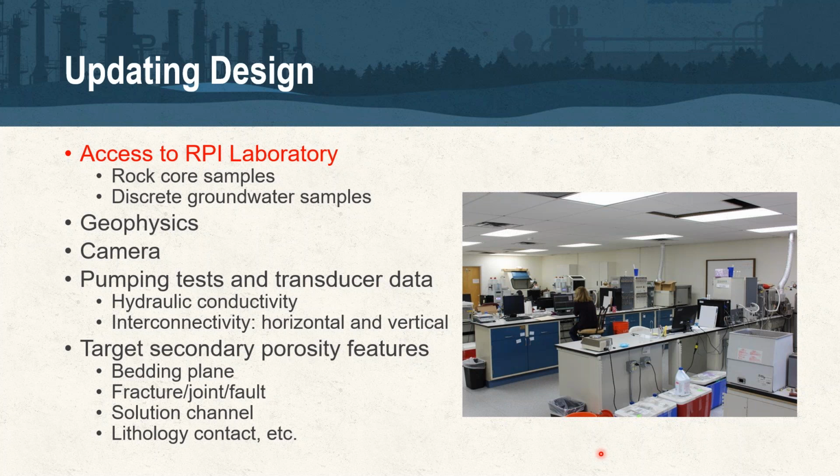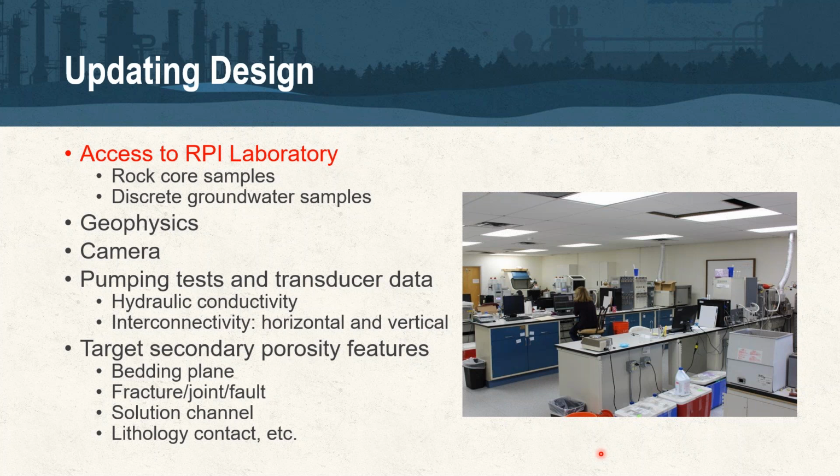So the discrete sampling Bill mentioned, and also those liners and multi-level sampling ports we just talked about, all provide a discrete sample at that interval. And we like to send those off to RPI's Project Support Laboratory in Golden, Colorado. They run the analysis for our clients pro bono. And we couple all this together, right? We have to bring together everything we've talked about in previous slides to come up with a plan for injection. So the rock core samples, the RPI lab data, geophysics, camera, et cetera.